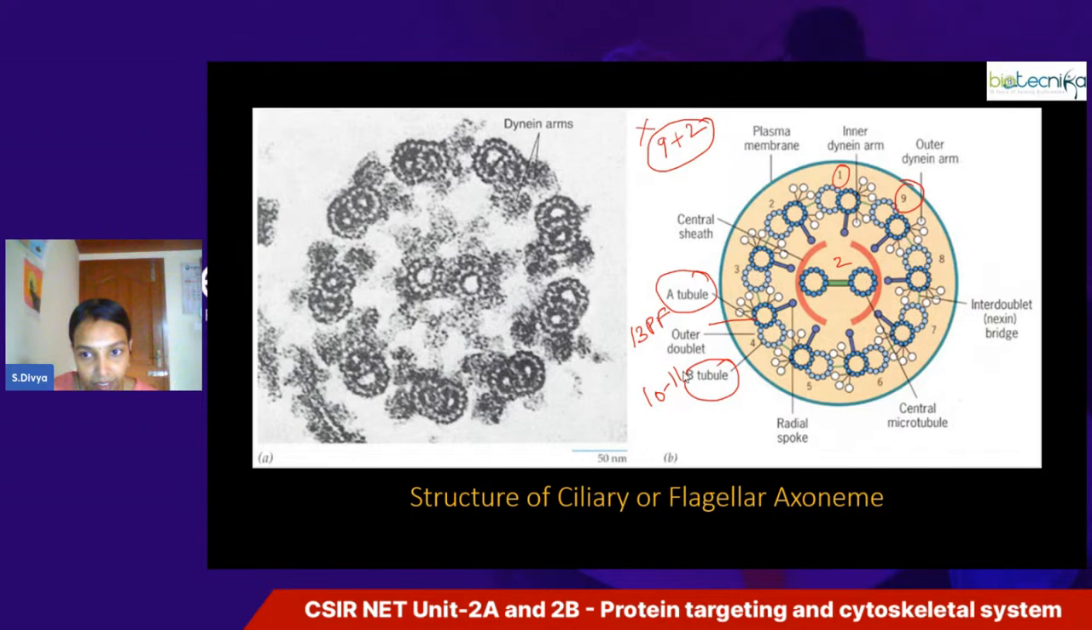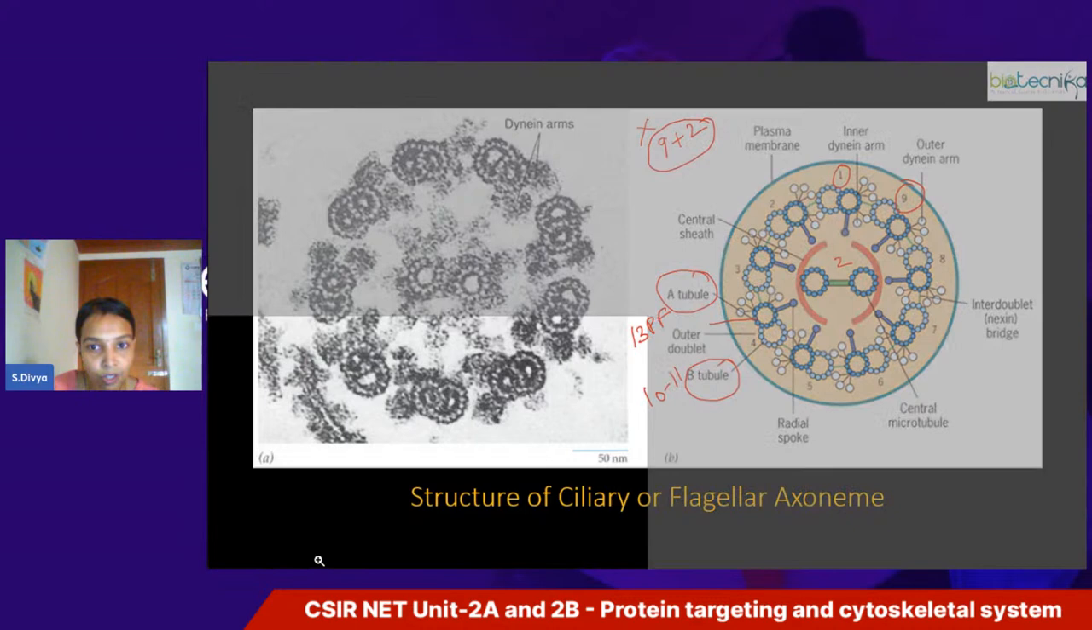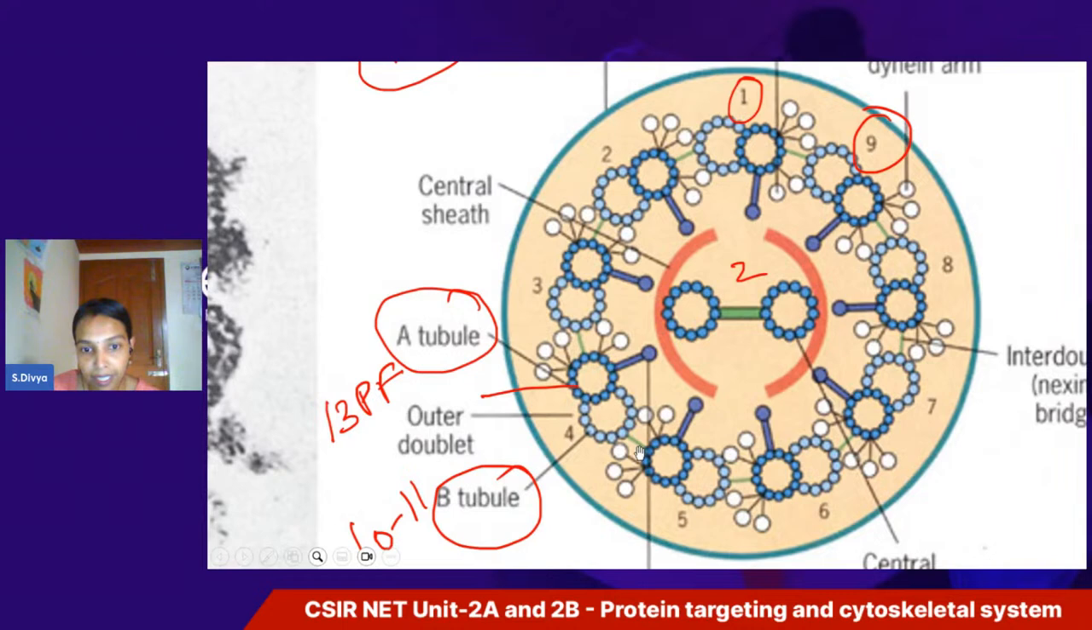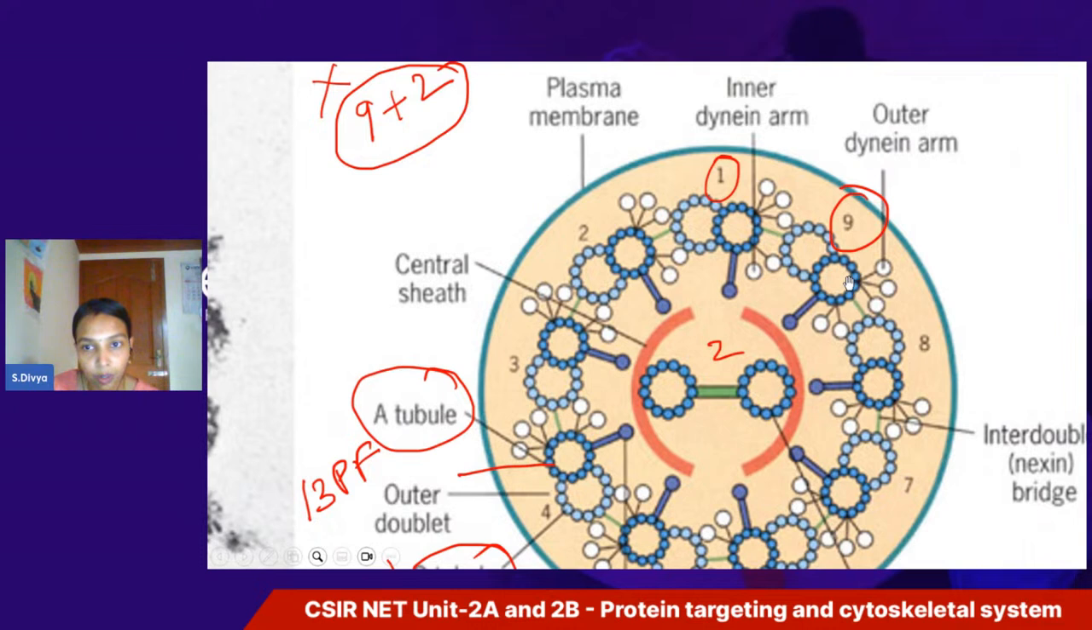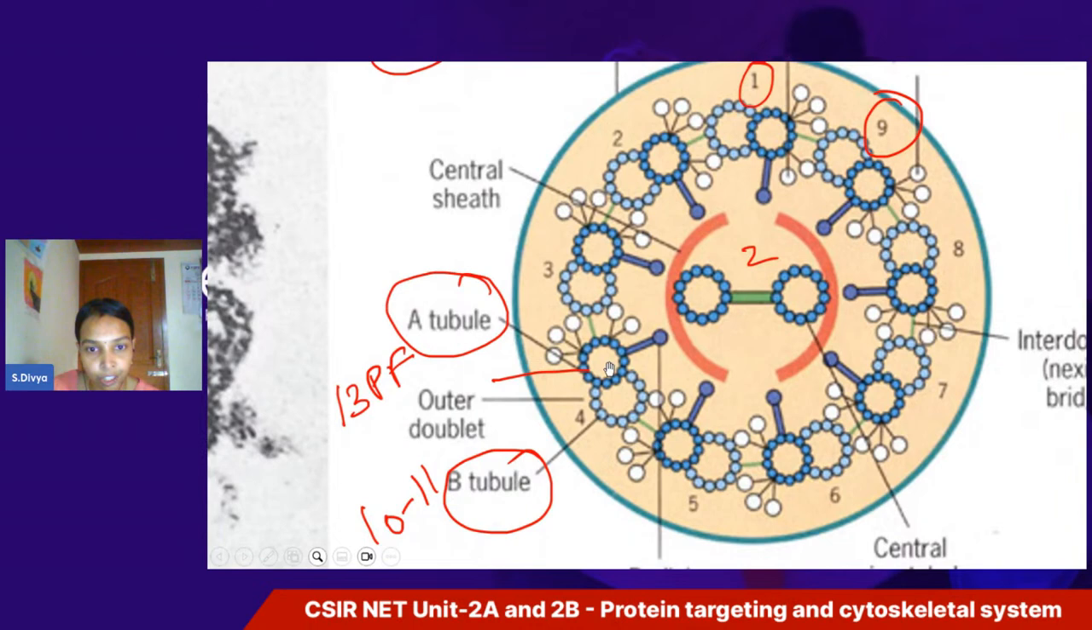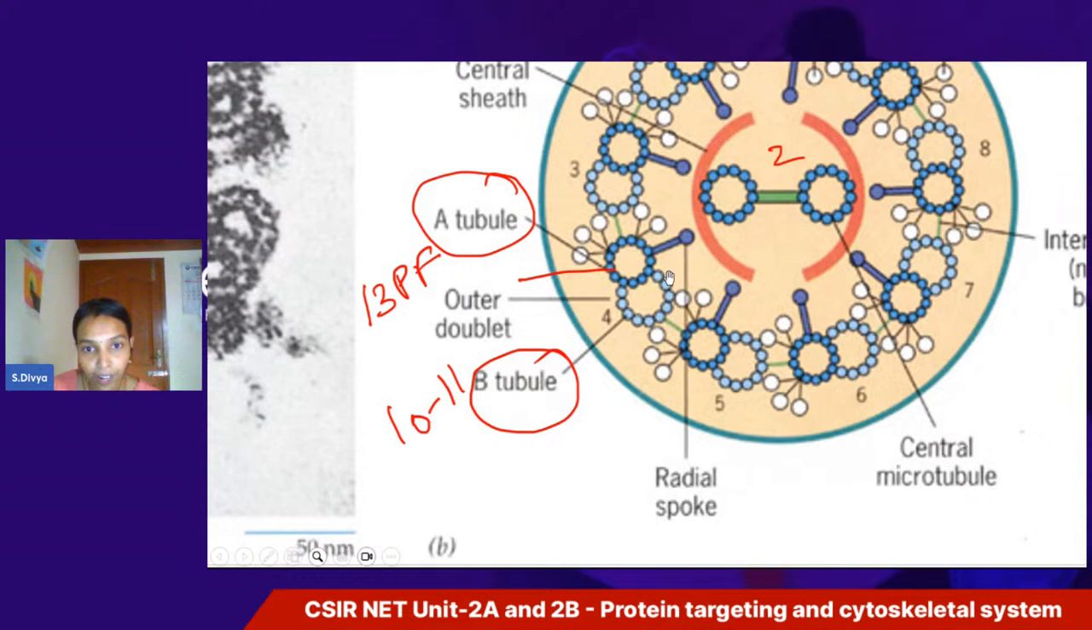Right? Then if you look into this image, the doublets are connected to each other by this nexin bridge. And protruding from this A tubule, you have the dynein arms, an inner dynein arm and an outer dynein arm. Then these extensions you see are known as radial spokes, which provide a connecting link between the outer doublet and the central sheath. So this is the description of your axoneme structure.